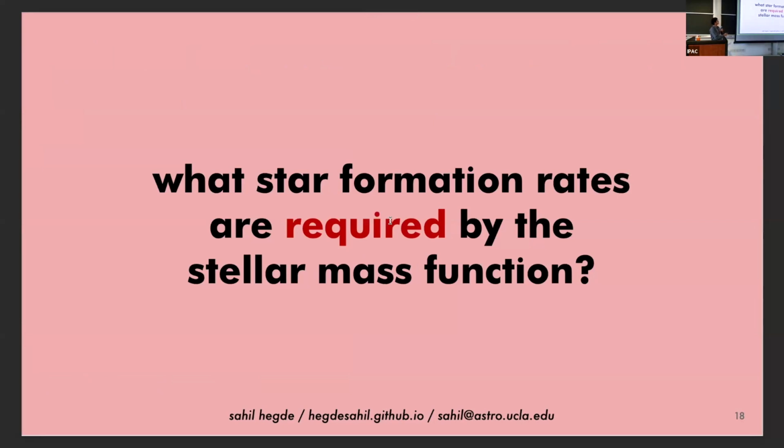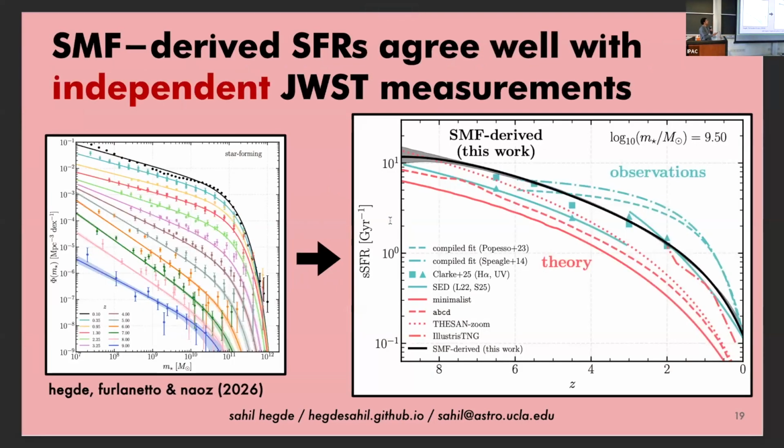So to make a long story short, I compiled a bunch of stellar mass function measurements from the literature using JWST and pre-JWST data, compiled a redshift evolving stellar mass function from redshift 0 to redshift 9, and then effectively took the time derivative of these measurements and got this prediction for the specific star formation rates over time, where in black, I'm showing that evolution.